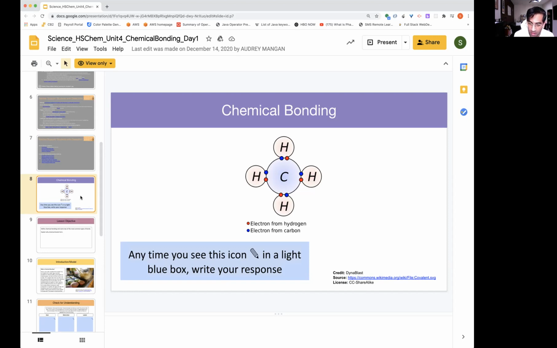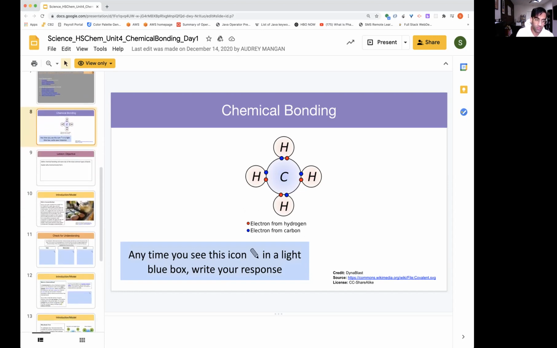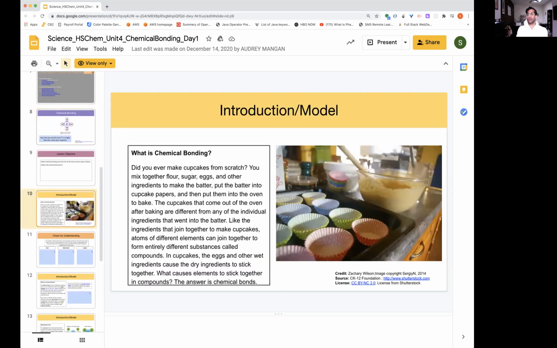But the idea here is that we can see each atom and we have color-coded electrons, specifically valence electrons that belong to hydrogen in red, and valence electrons that belong to carbon in blue. I'm going to review a bunch of terms at the beginning of this, but first I want to look at their introduction and model because I think it's a great place to start.